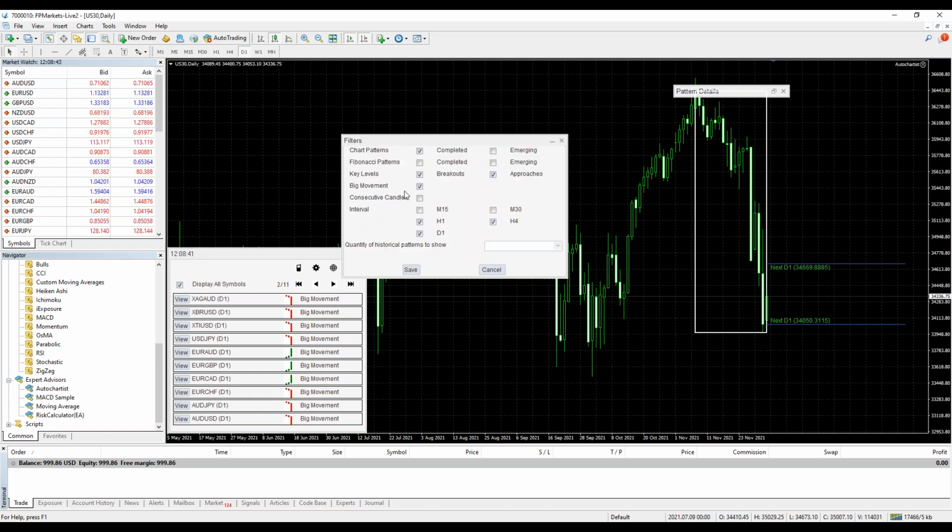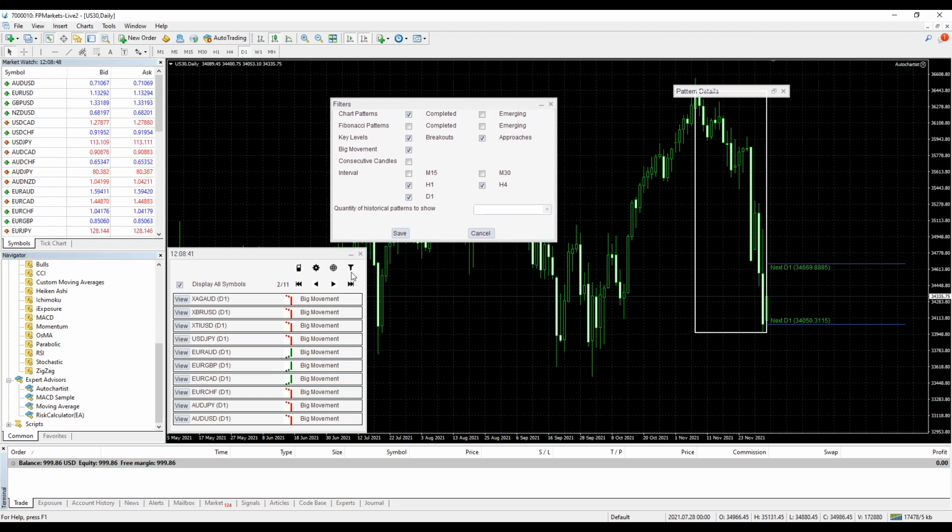and what I'm going to do is filter them out for now, by clicking on this little filter icon. A filter window comes up, and you can see here the different types of trading setups that Autochartist identifies. It identifies technical chart patterns, Fibonacci patterns, key levels, which are horizontal support and resistance levels, big movements, and consecutive candles.